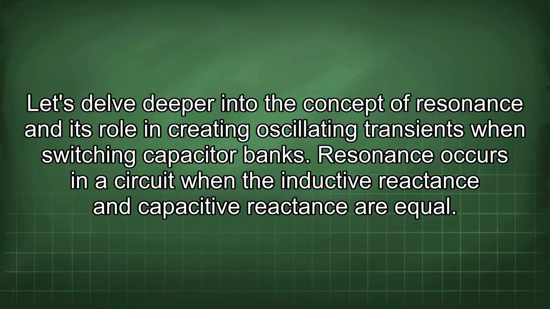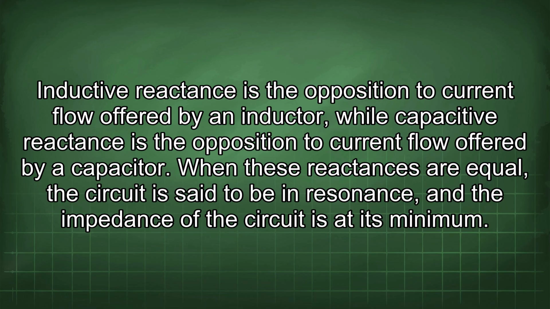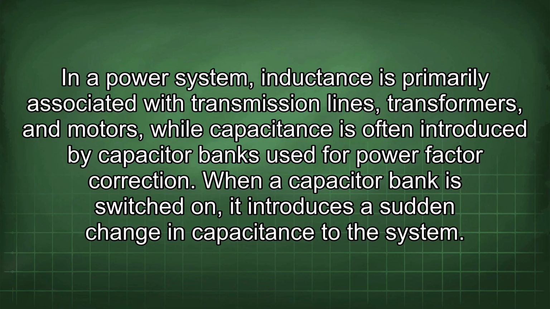Let's delve deeper into the concept of resonance and its role in creating oscillating transients when switching capacitor banks. Resonance occurs in a circuit when the inductive reactance and capacitive reactance are equal. Inductive reactance is the opposition to current flow offered by an inductor, while capacitive reactance is the opposition to current flow offered by a capacitor. When these reactances are equal, the circuit is said to be in resonance, and the impedance of the circuit is at its minimum. In a power system, inductance is primarily associated with transmission lines, transformers, and motors, while capacitance is often introduced by capacitor banks used for power factor correction.